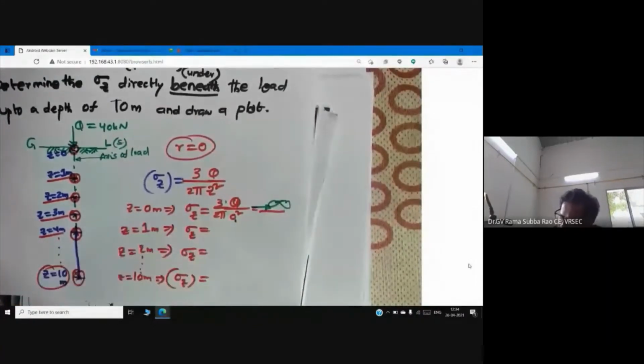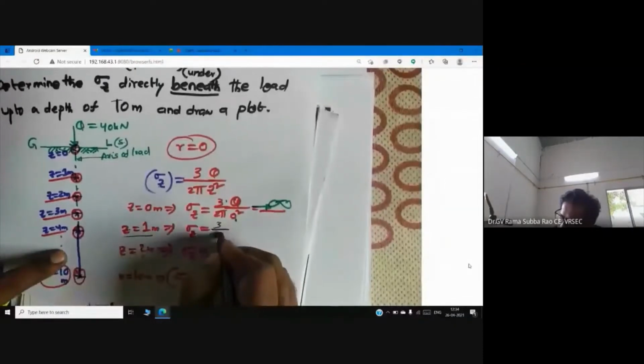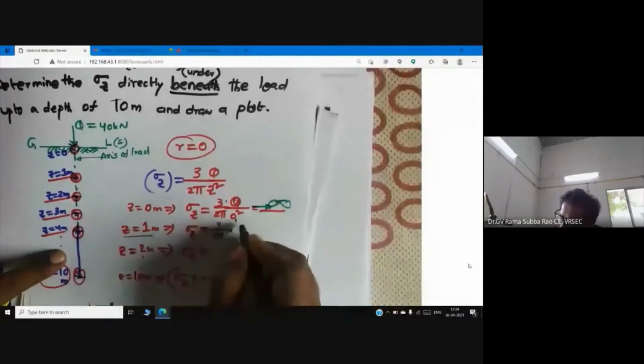Z is 1, 3 by 2 pi Q by, what is Q? 40 by 1 square.